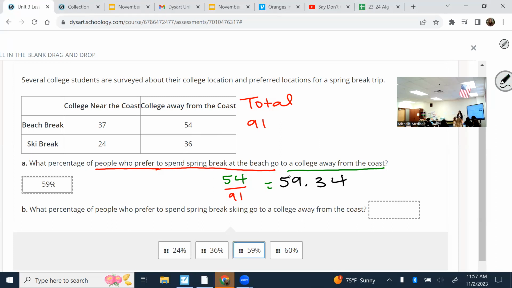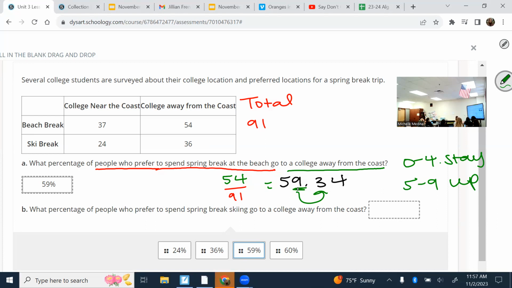All right, our rounding rules. Underline where you need to round to, look to the right. If it's 0 through 4, the number you underline stays the same. If it's 5 through 9, then you round up. If it's a 3, I keep it as 59. Okay, so there's that part. Questions on that part?